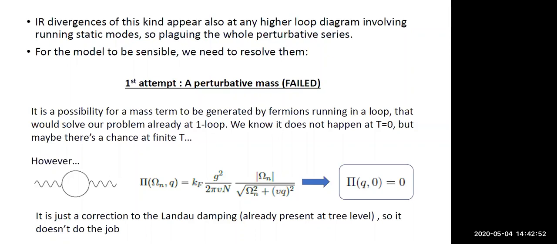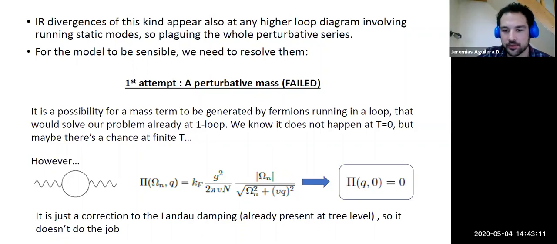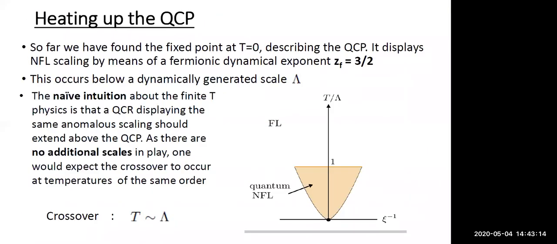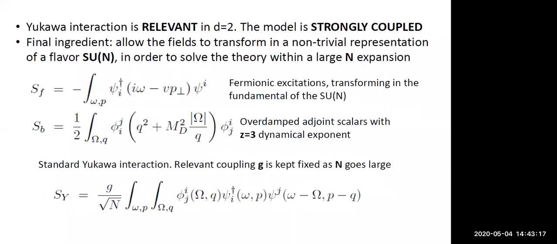Can I ask a question about your starting point? You start with a gapless boson with Debye screening and some overdamped Landau damping term. But if you start with a theory without that overdamped term, but with a gapless boson and a gapless fermion and the Yukawa interaction term, can you not obtain your quantum critical point? Or what is the difference with that model?